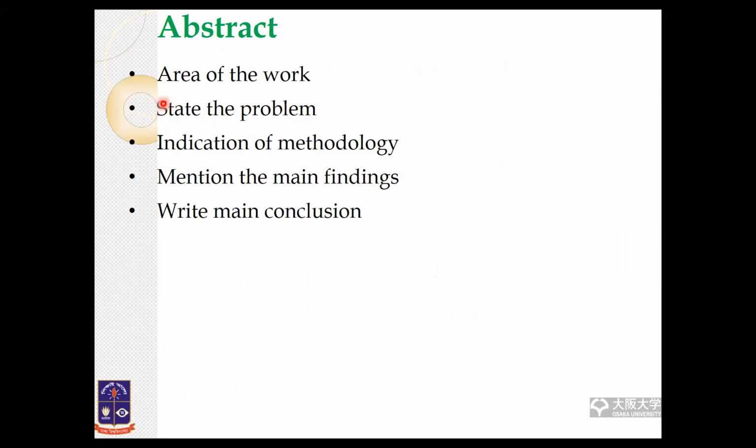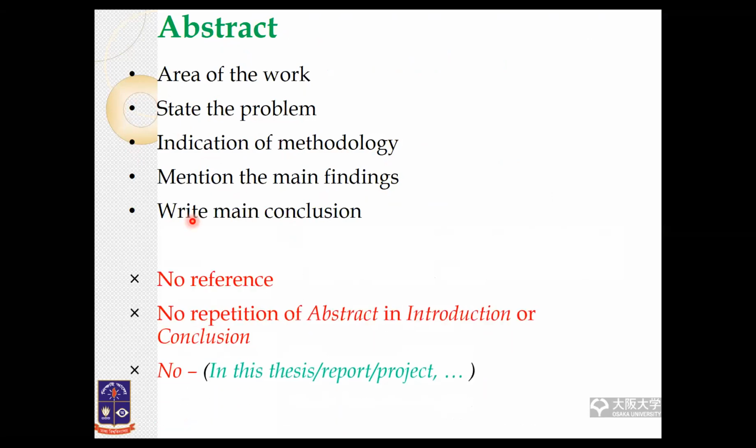So here, the abstract: area of the work, state the problem, indication of the methodology, main findings in one or two sentences, and write the main conclusions. These are the few core points that should be in the abstract. Usually no references, no repetition of the abstract in the introduction or conclusions, and make sure that you do not write 'in this thesis, in this report, in this project.' We write 'in this paper.' So this is very important.